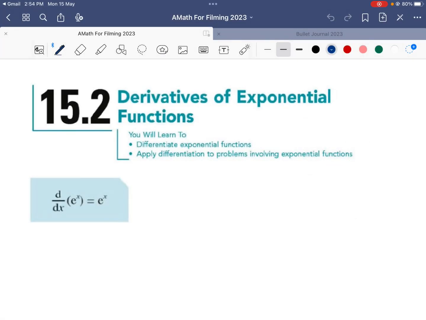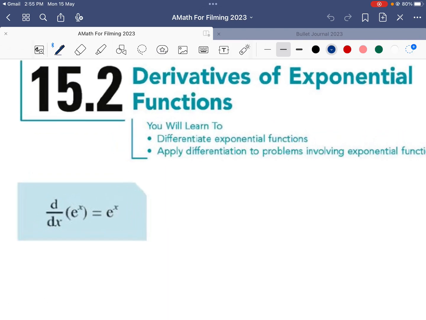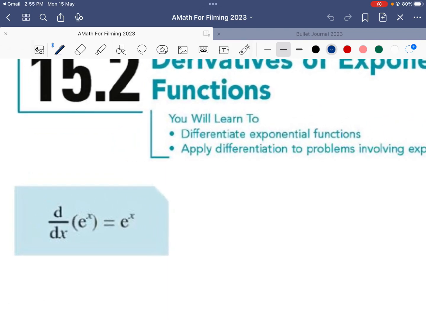We'll be covering 15.2, derivatives of exponential functions. In 15.1 we covered what happens when you differentiate a trigonometric function. For example, when you differentiate sine x, you get cosine x. Cosine x, you get negative of sine x. So today we'll learn how to differentiate e to the power of x.